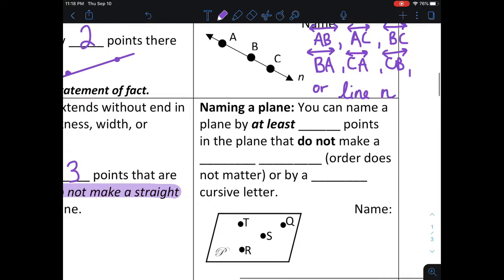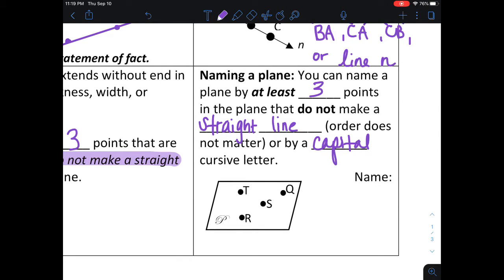All right. Naming a plane, you can use at least three points that do not make a straight line, because don't forget they have to be non-collinear. Or you can use a capital cursive letter. I'm just going to give you one or two examples for the name. You could call this plane TSQ, or you could call it plane P, something like that would work. Or you can literally write the word plane. That's my best job at a cursive P.